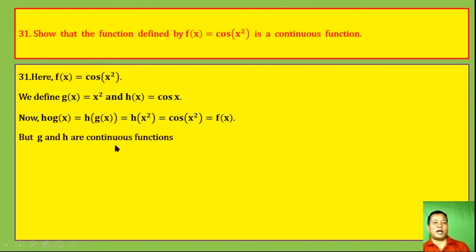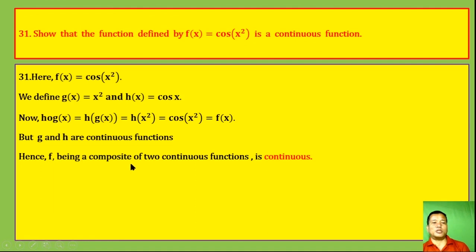But g and i are continuous functions. g is continuous because it is a polynomial function, and i is continuous because cosine functions are always continuous. Hence f, being a composite of two continuous functions, is continuous.